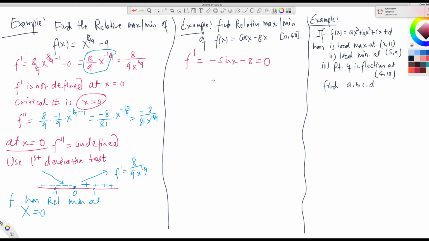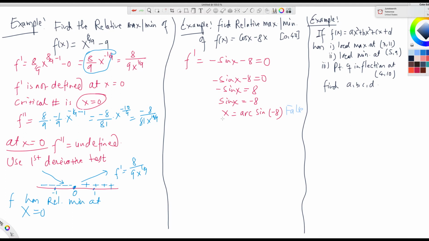Set that equals to 0, you will get negative sine x minus 8 equals to 0. So negative sine x equals to 8. I added 8 on both sides. So what is sine x? Is negative 8, right? So what is x? Will be arc sine negative 8. Oh, this is not true, because this is false, right? Because sine cannot be negative 8. Sine will be between -1 and +1. So it is not possible to happen.